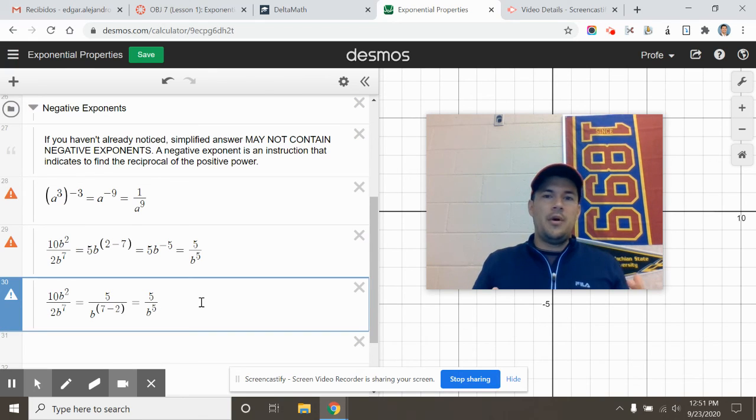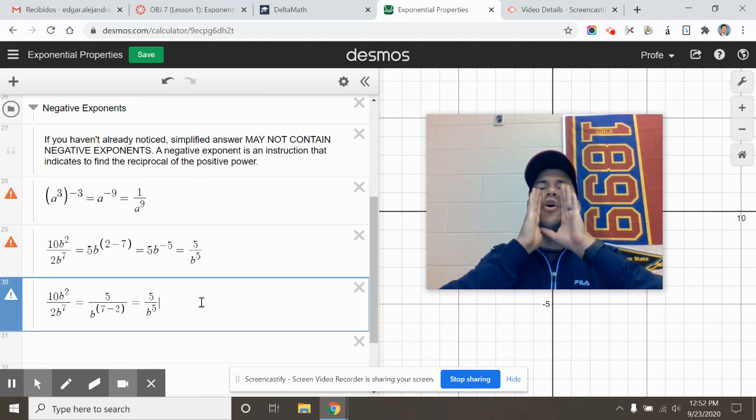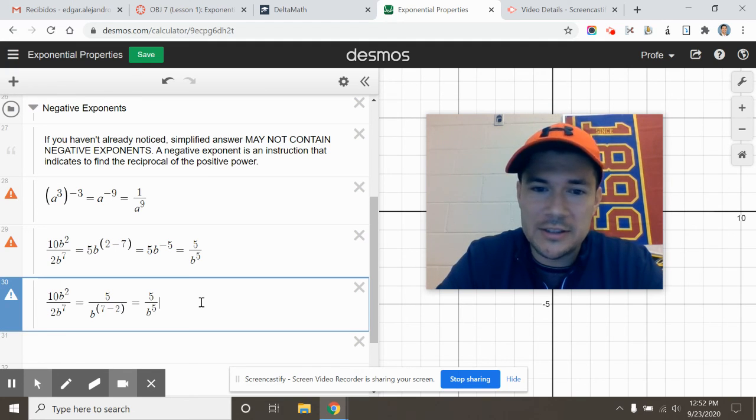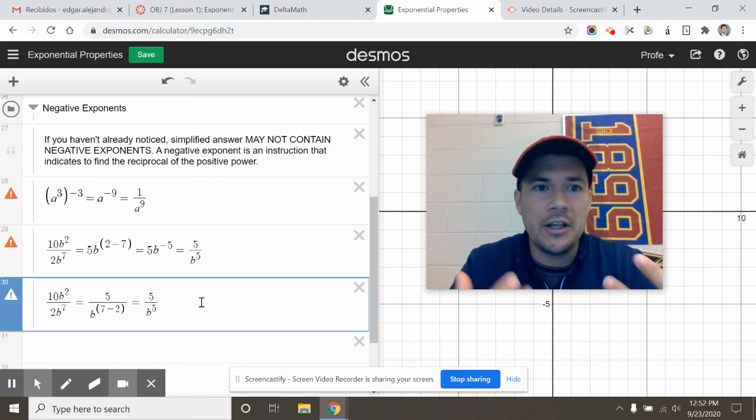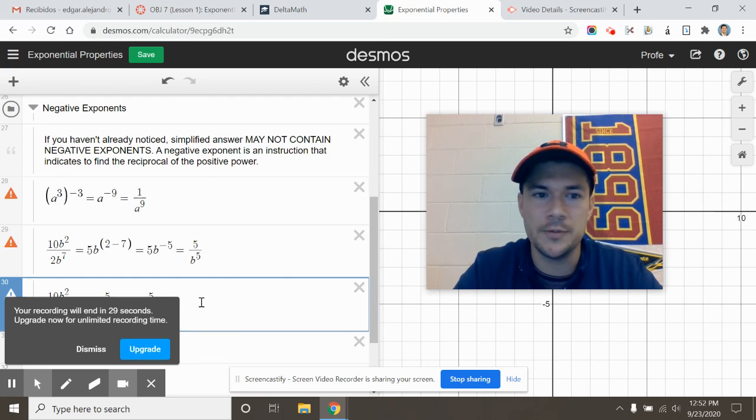So a wise man once told me, a negative exponent means, move me, all right? As annoying as that sounds, all right? But a negative exponent basically indicates a reciprocal, all right? Which means it needs to be moved to the other end of the fraction. That's how negative exponents work.